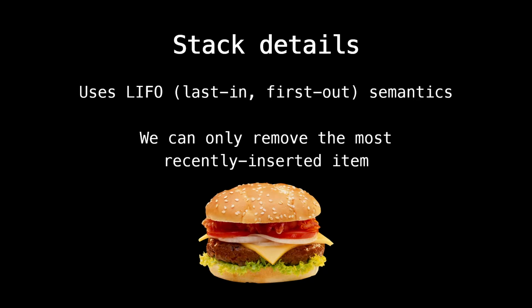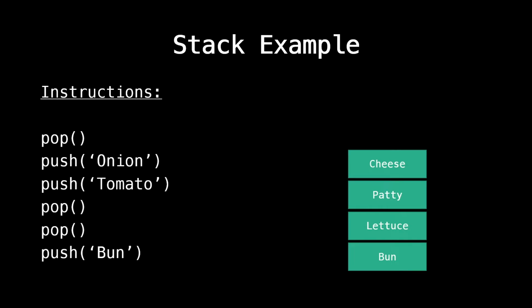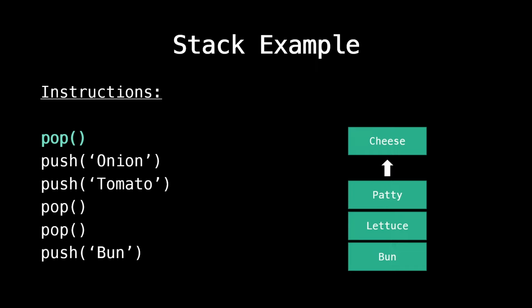So let's take a hamburger for example. For this hamburger, we have the following instructions. Imagine we already had the following ingredients. On the bottom, we had a bun, then some lettuce, a patty, and then cheese. Let's go through each of these instructions one by one. So let's do pop. Pop, we're going to take out the cheese. Let's say we didn't want cheese. So then the cheese would be removed.